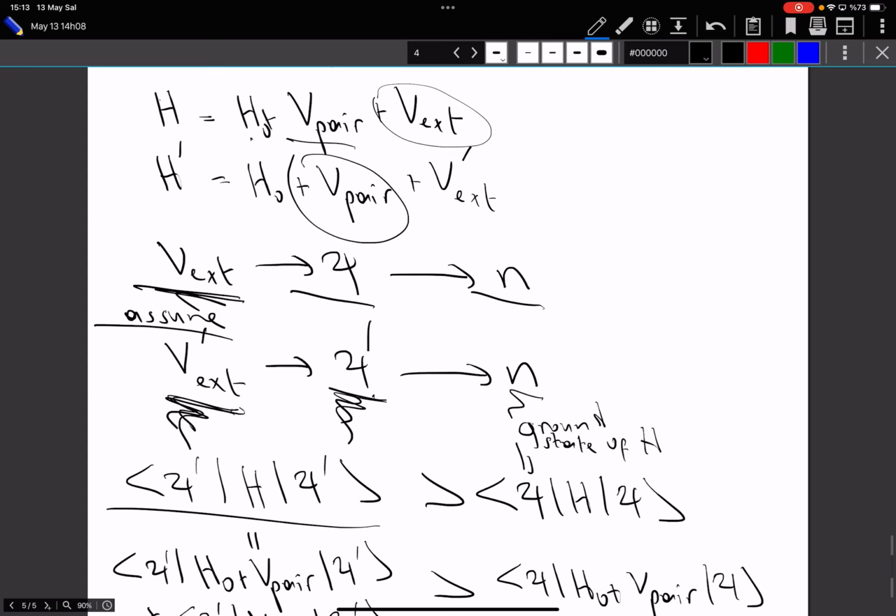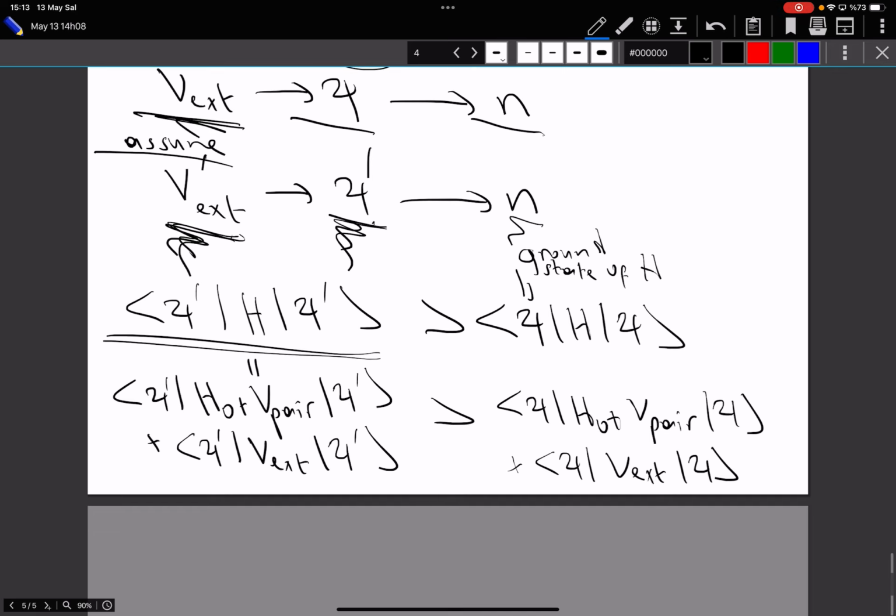It's some other state. Whatever the state is, the matrix element of the Hamiltonian should always be larger than or equal to the matrix element in the ground state. But since it's not the ground state, it's a different wave function, so it cannot be equal, it has to be larger.